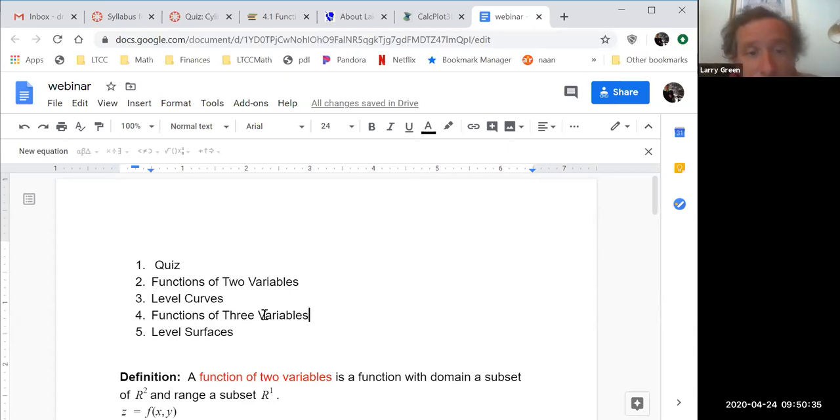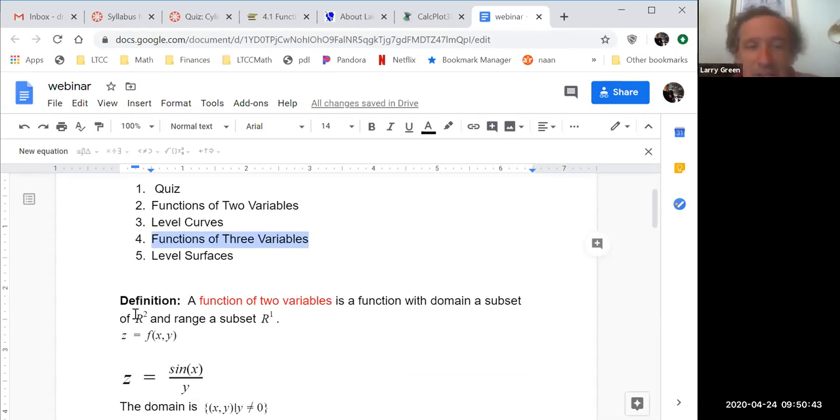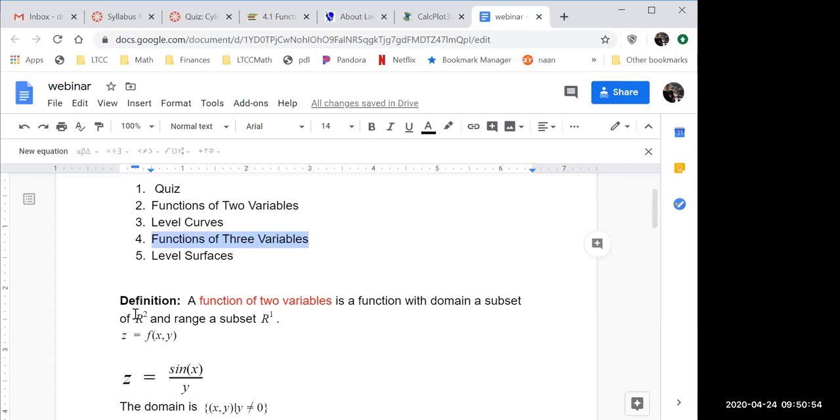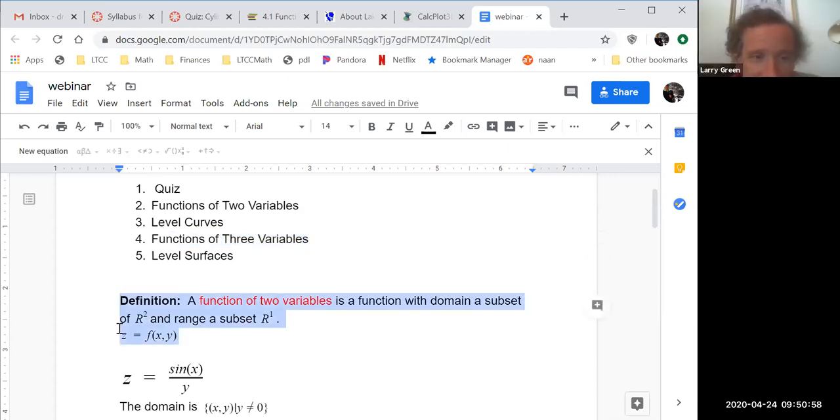So now I want to talk about, what do you think it might mean to be a function of 3 variables? What do you think the difference between a function of 2 variables and a function of 3 variables is going to be? The hint is this is not a trick question. This is supposed to be easy. Yeah, one more letter. And in particular, if you look at the definition itself, it's not going to be R2 as the domain. What's going to be the domain?